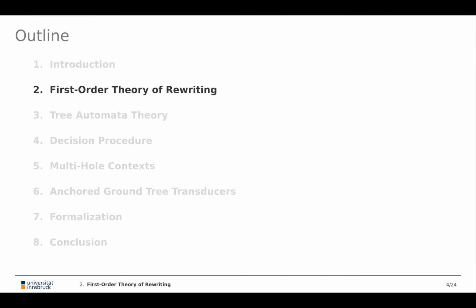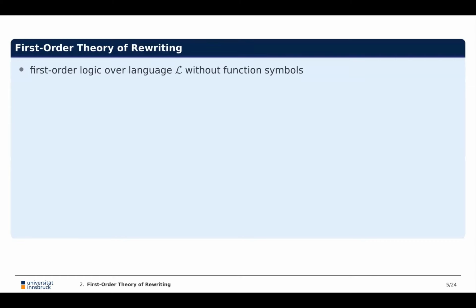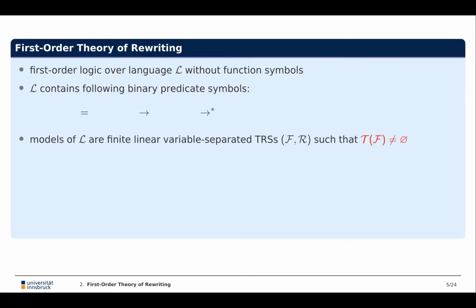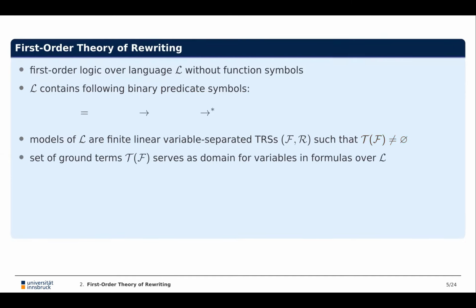But what is the first-order theory of rewriting? It is a first-order logic over the language L without any function symbols, but it contains the following binary predicate symbols here. Models for the language L are finite linear variable separated term rewrite systems. However, we restrict the signature such that the set of ground terms is non-empty. This is equivalent to requiring at least one constant to be in the signature. This is needed because the set of ground terms here serves as the domain for the variables in our formula over L.